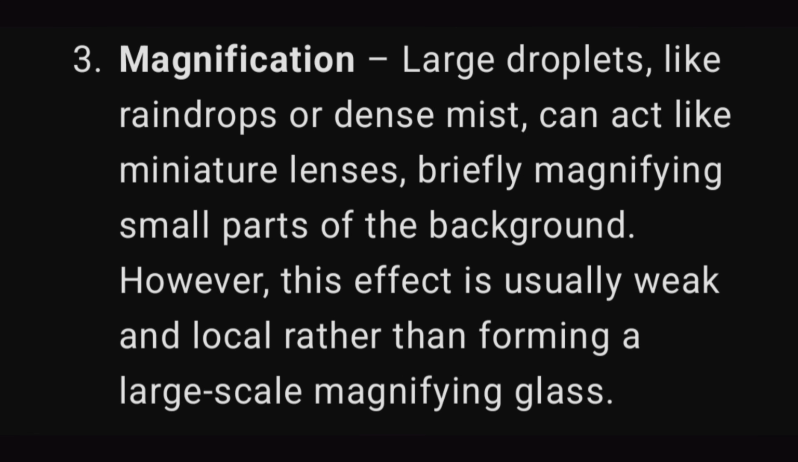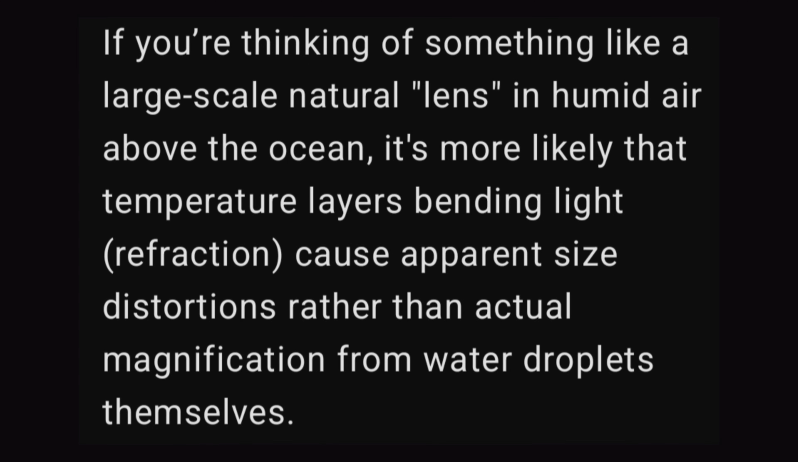Number 3. Magnification. Large droplets like raindrops or dense mist can act like miniature lenses, briefly magnifying small parts of the background. However, this effect is usually weak and local rather than forming a large-scale magnifying glass. If you're thinking of something like a large-scale natural lens in humid air above the ocean, it's more likely that temperature layers bending light cause apparent size distortions rather than actual magnification from water droplets themselves. So it is possible, and there is a logical explanation to it.